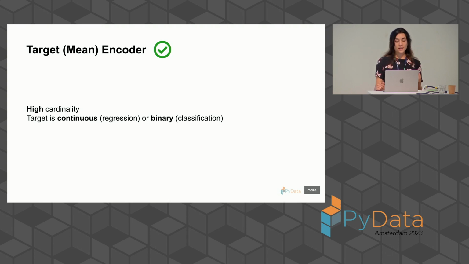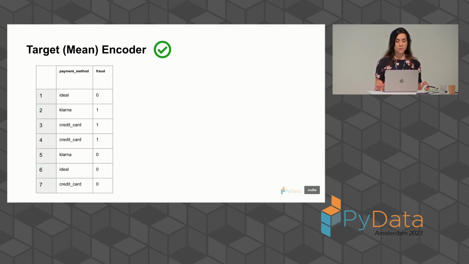It's nice with high cardinality again, and nice to use when you have regression or binary classification. With multi-classification, there is something we have to be careful with. I'll show that in a bit as well. Let's first see the binary classification, have the payment methods here, and whether the payment was fraudulent or not.